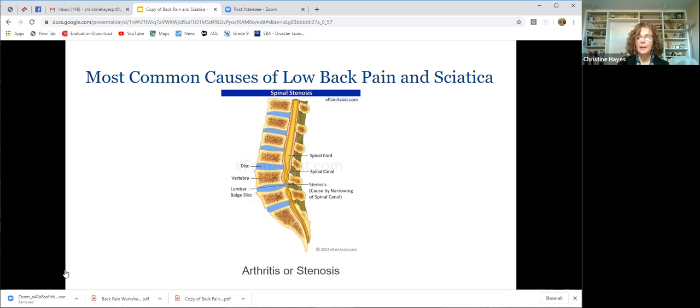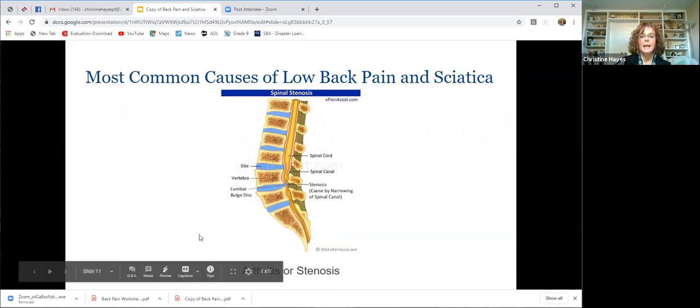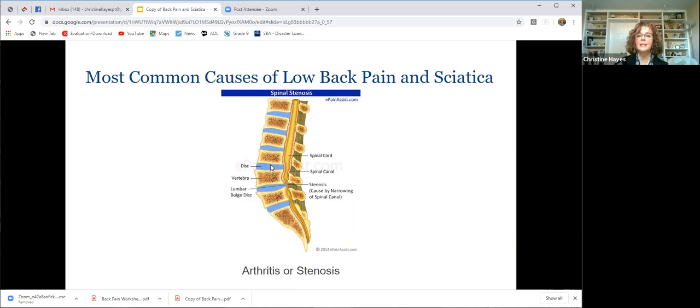So we talked about that blue disc material there. And as we get older, we lose some of the hydration in this area. So the distance between the bones actually compresses down a little bit. And in that compression, things get a lot tighter here in the back where your spinal cord is and where your facet joints are.